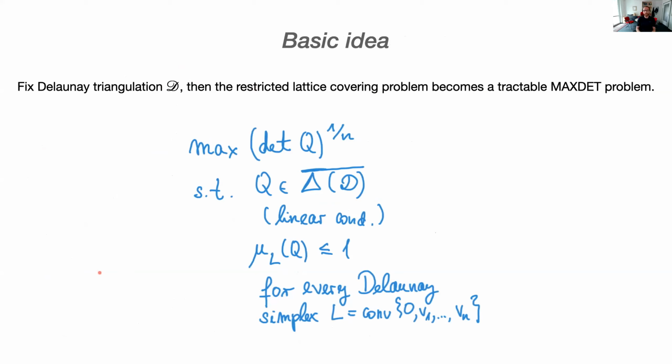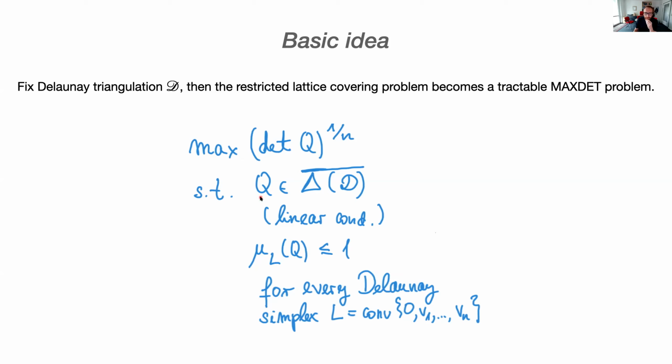Okay, so here's the basic idea. First of all, we fix the Delaunay triangulation. Once we fix it, we restrict the lattice covering problem to this Delaunay triangulation, and then it becomes a tractable max det problem. So what are we going to do? We are maximizing the determinant, because in the fraction of the covering density, the numerator was a determinant.